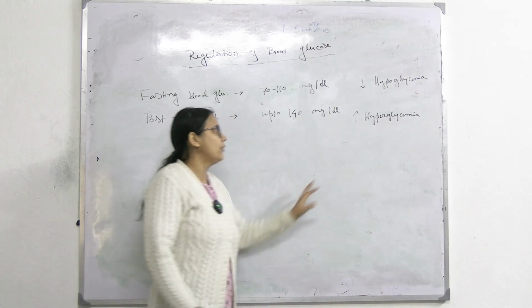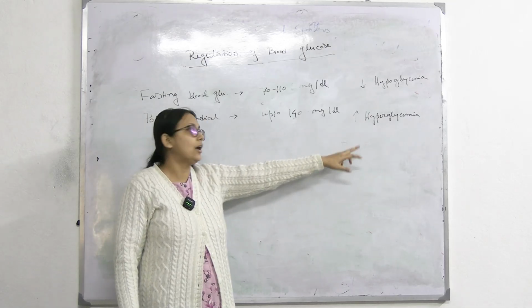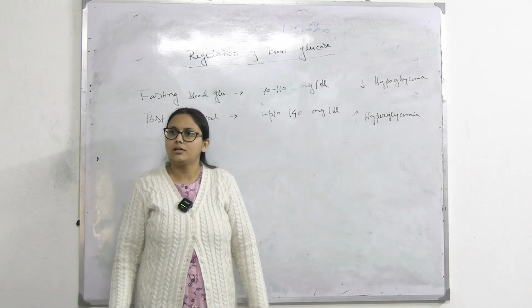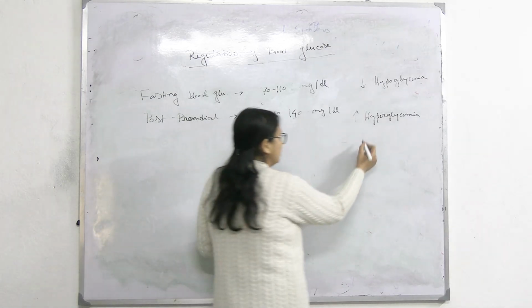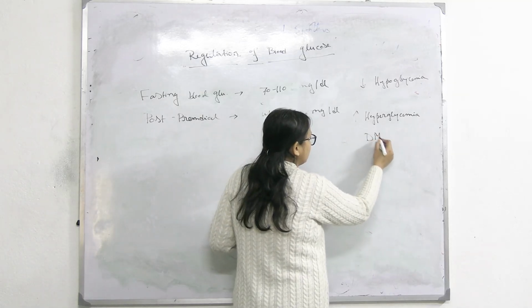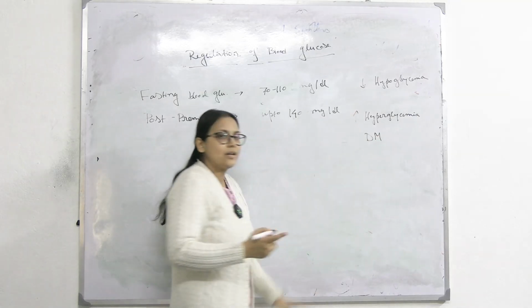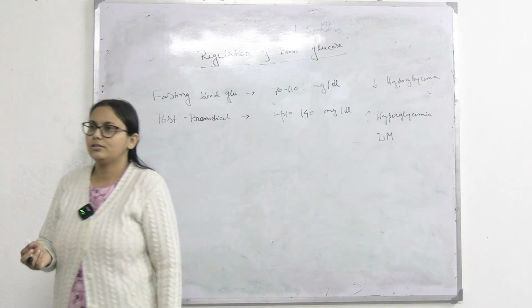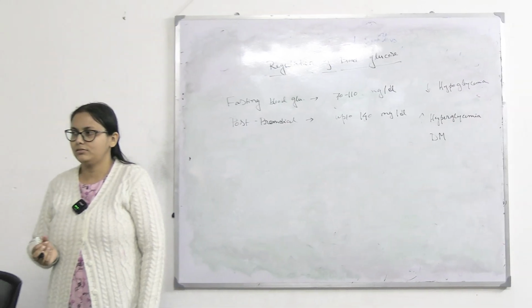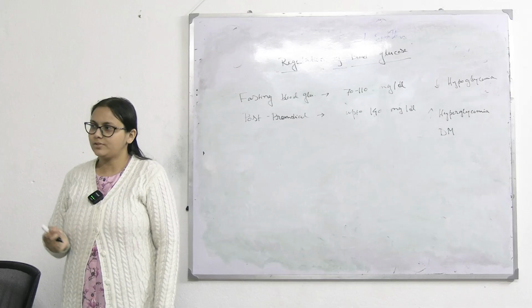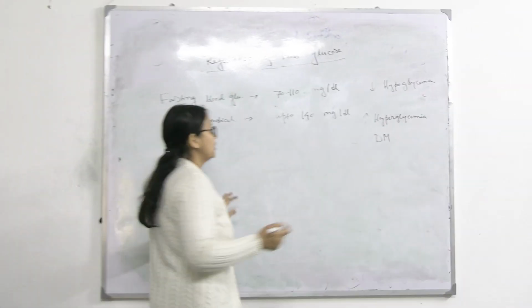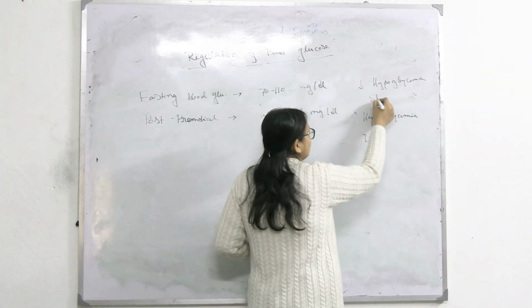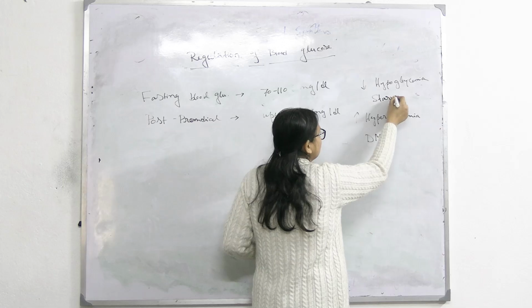Give an example of a disease condition where hyperglycemia is seen. Diabetes mellitus. Very good. And hypoglycemia can be seen in, hypoglycemia? Yes, starving. Most common cause, starvation.